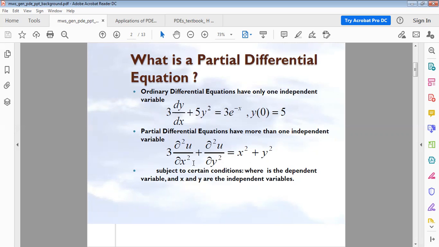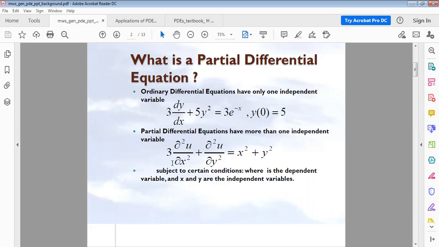Actually there are two independent variables, one is x and the other is y. So this is also unknown, that means more than one unknown function, and u is the dependent variable here. u depends on x and y, so u is a function of x and y. This is why it is called a partial differential equation.